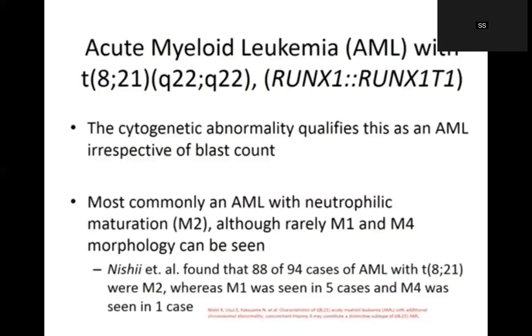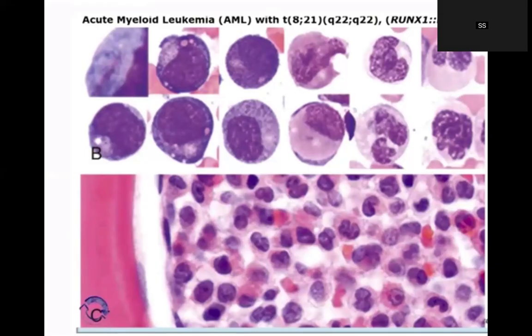So this is the most commonly encountered AML with neutrophilic maturation. In this picture, we can see blast equivalents along with neutrophilic precursors. We can see an irregular nucleus with trilobed nucleoli. According to the FAB classification, it can rarely depict M1 and M4 morphology. These are large blast cells with basophilic cytoplasm, which have many azurophilic granules, and perinuclear clearing will be present in the cytoplasm.